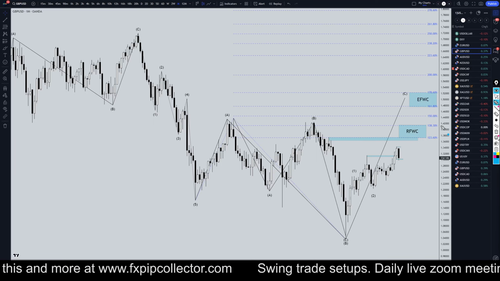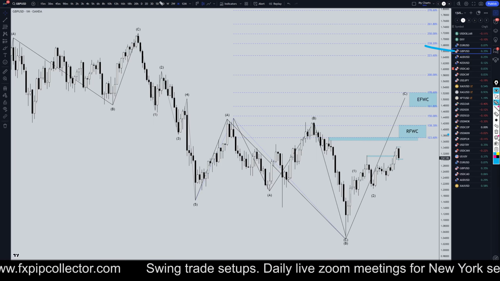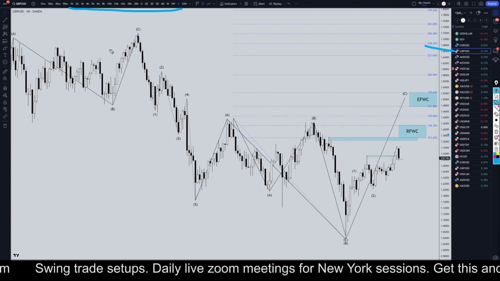Today is Friday, October 18th, and I'm going to be analyzing the pound US dollar, starting on the monthly, working my way all the way down to the 1 hour time frame for the full top-down analysis.